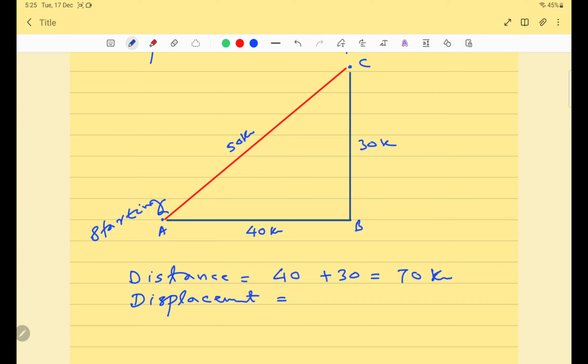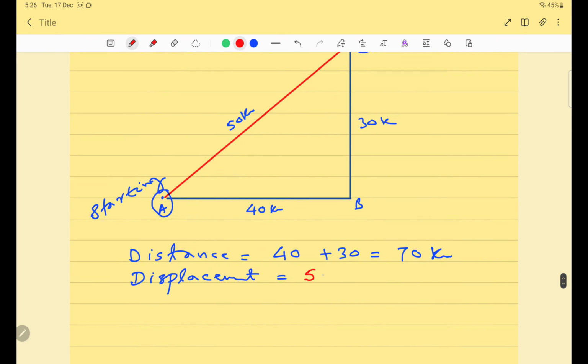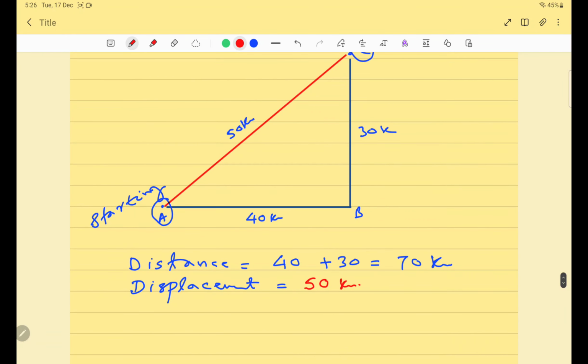Displacement is the shortest possible path. It is the starting point, it is the final point. No, it is the shortest path because you can see it is 40 plus 30, the total length is 70. And if you take a shortcut from A to C, you will cover just 50 kilometers to reach C. Yes, 50 kilometers will be the displacement. So distance is the length of the original path and displacement is the length of the shortest path.